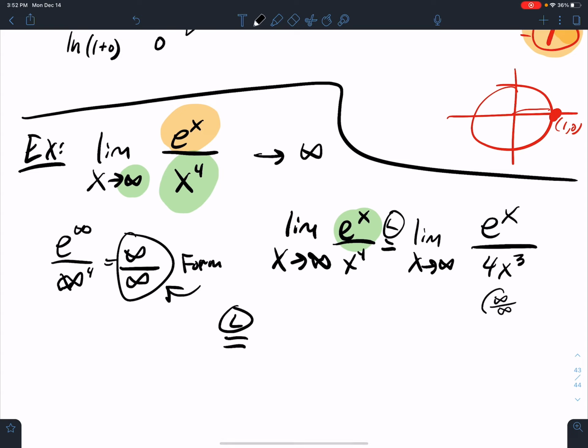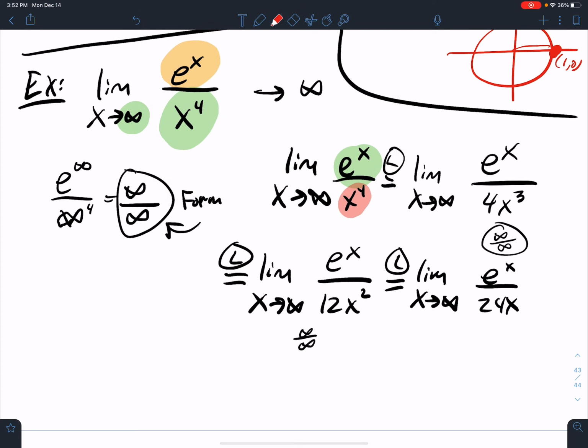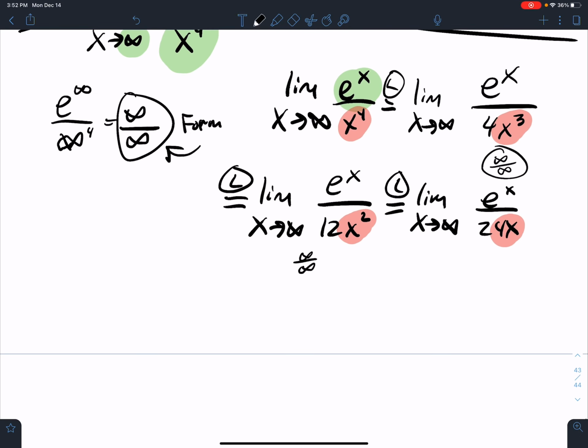That's still the form infinity over infinity, so I'm going to L'Hopital again. The derivative of the numerator is still e to the x. The derivative of 4x cubed is 12x squared. Once again, the form is infinity over infinity, so I'm going to L'Hopital again since it's indeterminate. Once again, e to the x in the numerator, and the denominator is 24x. What do you notice is happening to the denominator? Each time I take the derivative, I get one power less. So one more derivative and we won't be infinity over infinity anymore.